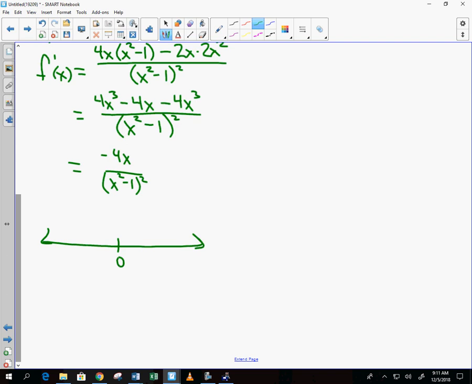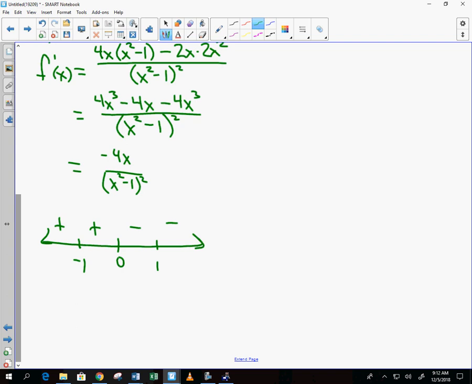How do you determine where it's increasing or decreasing? Okay? So I need to check 0. What else do I need to check? 1 and negative 1. Tell me something about the denominator. It's always positive. So the denominator doesn't really have any bearing on the change of sign at all, does it? It's simply just the numerator. If I punch in a negative, negative times a negative will give me a positive. If I type in a positive, negative times a positive will give me a negative.